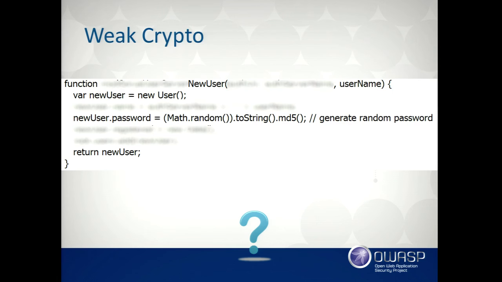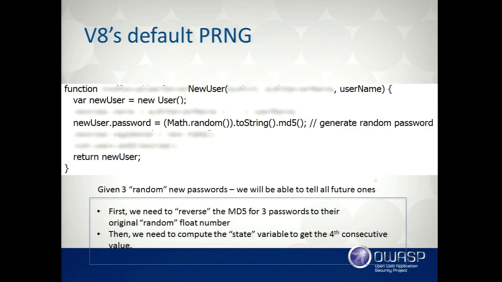So another problem with Node.js is the default random number generator used by V8. Node.js is executed by Google's V8 JavaScript engine, the backend. There was some research done earlier on the V8 random number generator. I'm not going to go into too many details here, but essentially, by knowing three consecutive random numbers, we can predict the fourth and all the subsequent random numbers.